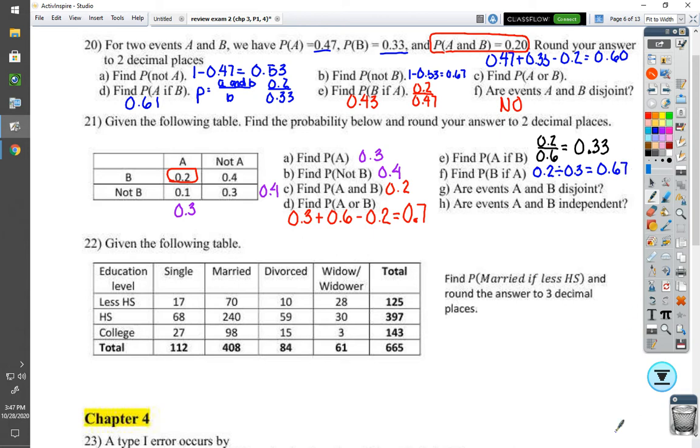Are A and B disjoint? And the answer to this is no. Again, how do I know it's a no? Because remember, there's an A and B and it equals 0.2.